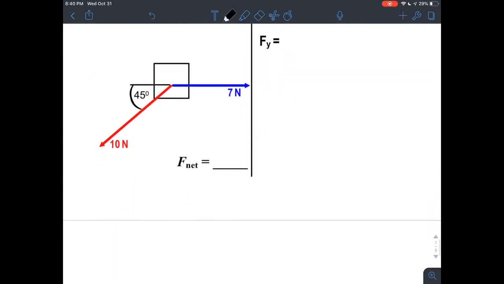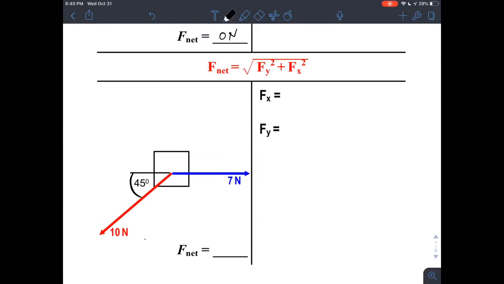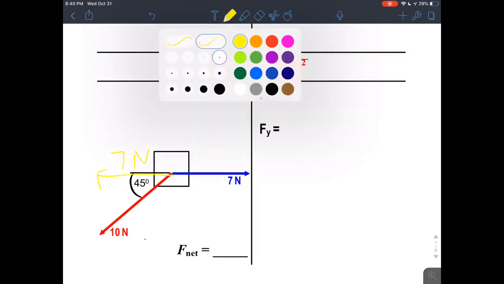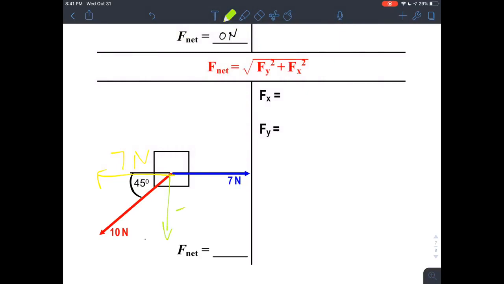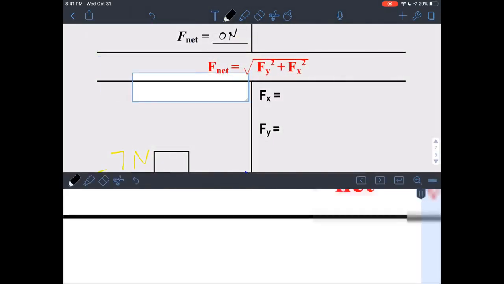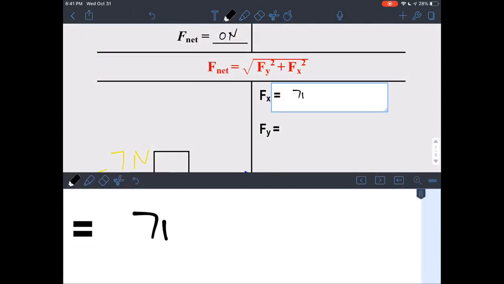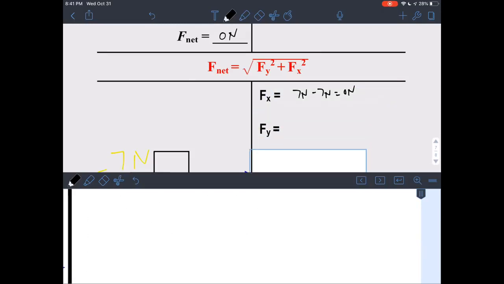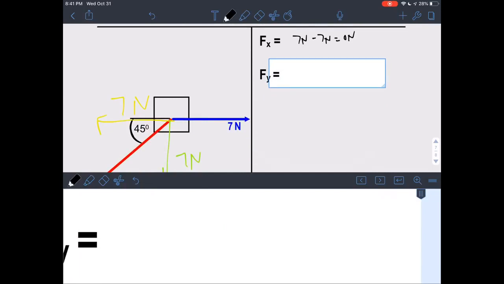If we look at this example here, again, we can play the same game. This 10 newtons down and to the left can be thought of as a vector that points 7 newtons to the left, and another vector that points 7 newtons down. So now we have 2 forces that are horizontal. So we'll isolate those forces, and we have our 7 newtons to the left minus our 7 newtons to the right, which is 0 horizontal force. And then vertically, we only have our 7 newtons down.